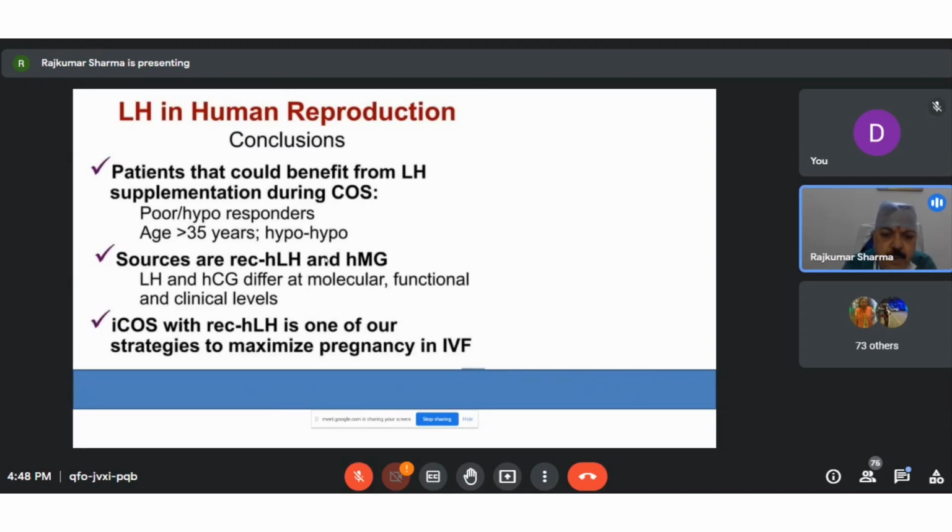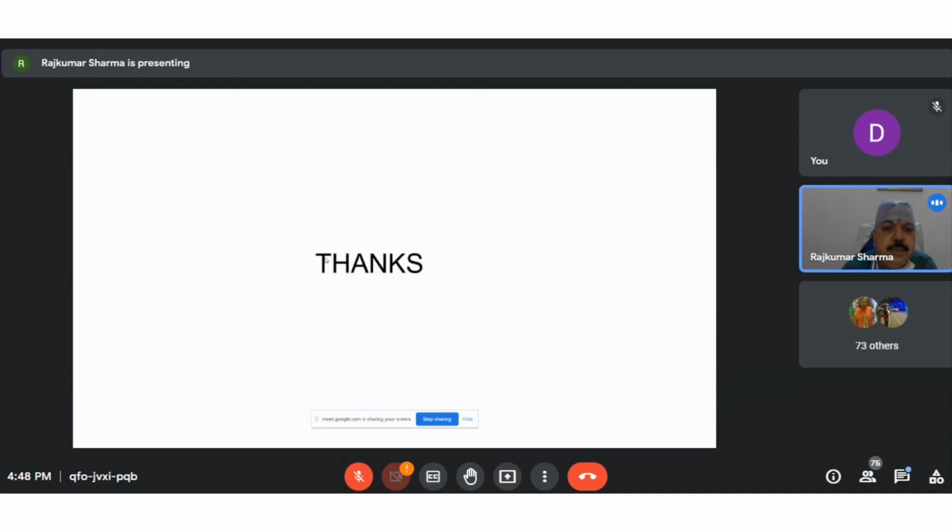LH and HCG differ at a molecular, functional and clinical level. So it would be better to use a recombinant LH rather than HMG. You'll get more mature, more M2 oocytes, so more embryos to freeze subsequently. And individualized controlled ovarian stimulation with the antagonist protocol and recombinant LH is one of our strategies to maximize pregnancy in IVF for this group of patients. Thank you very much.